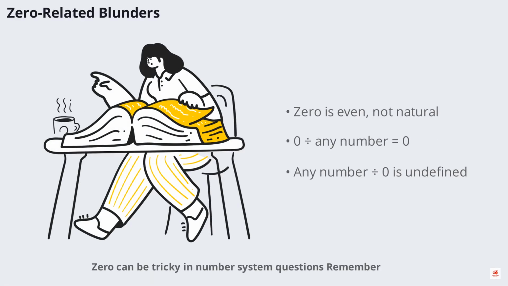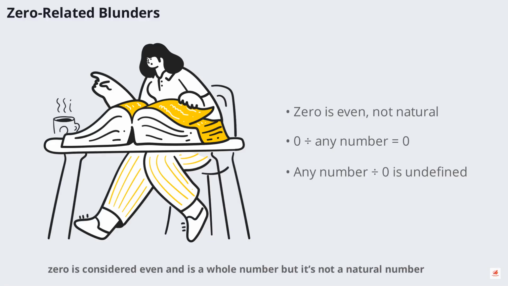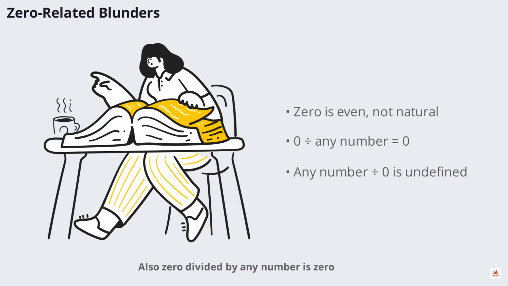0 can be tricky in number system questions. Remember, 0 is considered even and is a whole number, but it's not a natural number. Also, 0 divided by any number is 0, but any number divided by 0 is undefined. Keeping these facts in mind will help you avoid common pitfalls in exam questions involving 0.